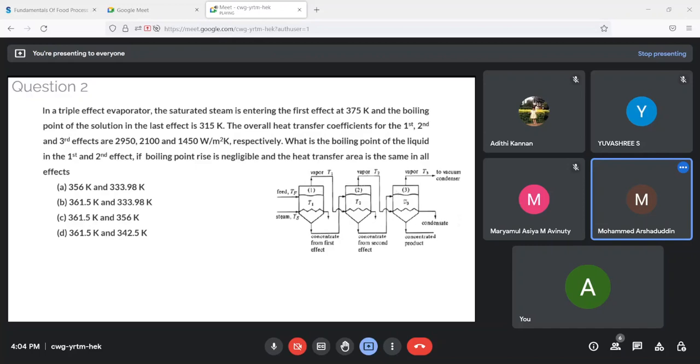So here, in the other effects, the pressure is actually lowered. So your boiling point in each of these effects is also lower. So actually T1 is greater than T2, greater than T3. Is this clear? Any doubts in this particular arrangement of the evaporators?